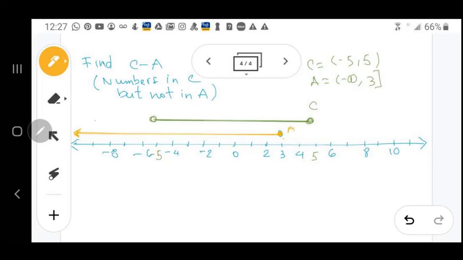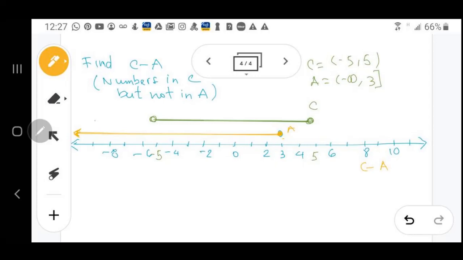And now, finally, let me see C minus A. I'm going to graph on the number line C minus A, and we take the following into consideration. What are the numbers that are in the interval C that are not in the interval A? If you see that carefully, you will notice that the portion that goes from negative 5 to 3 is part of the intersection. So these values from negative 5 to 3 are in both intervals. But we need those numbers that are in C that are not in A.